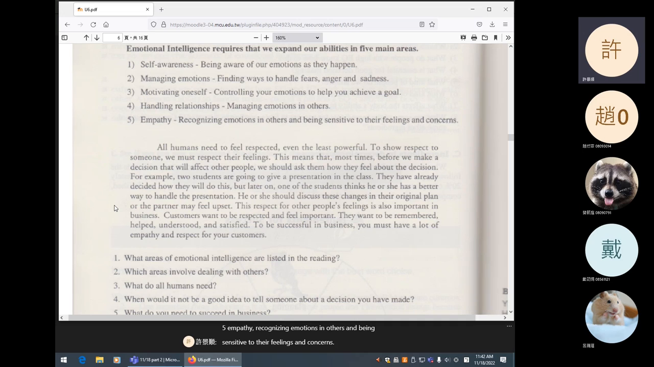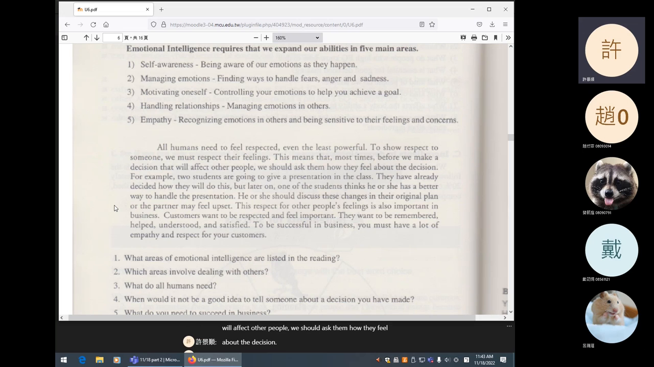All humans need to feel respected, even the least powerful. To show respect to someone, we must respect their feelings. This means that most times, before we make a decision that will affect other people, we should ask them how they feel about the decision.